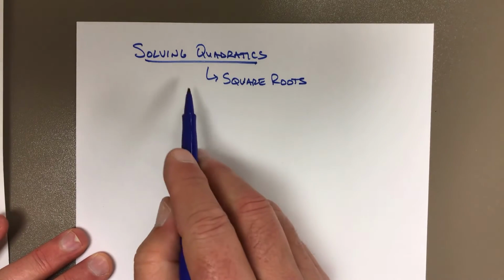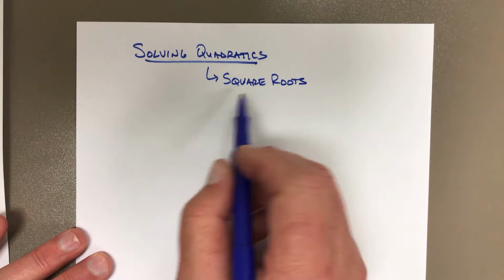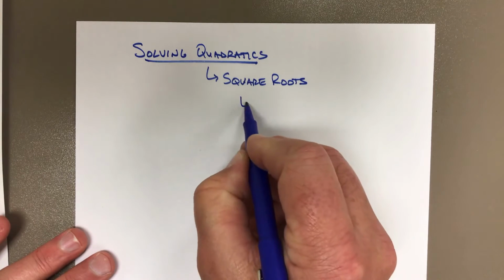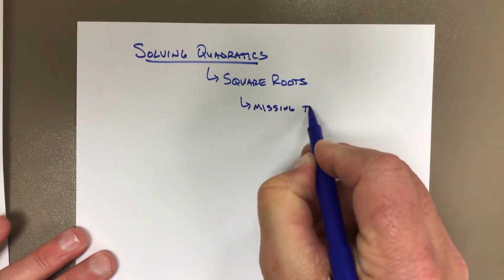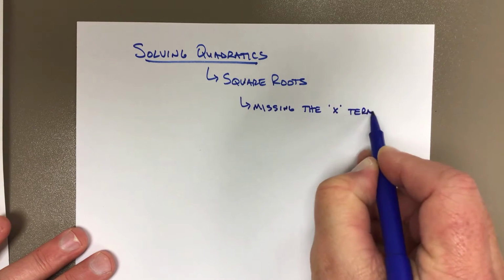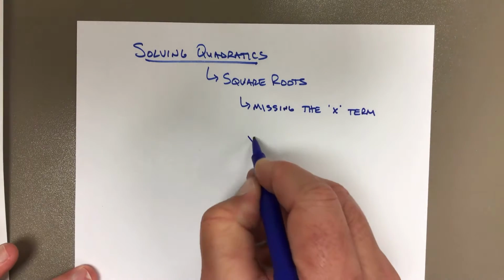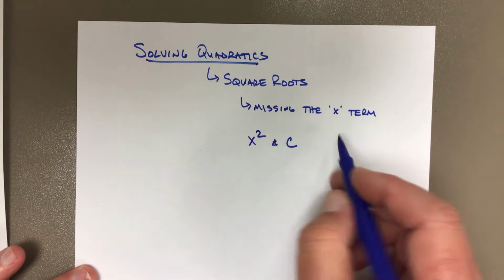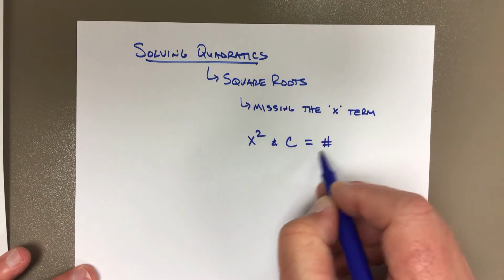All right, this one we're going to solve quadratics using square roots. This one is identifiable because you're missing the x term. So there's only going to be two terms. There's going to be an x squared term and a constant term, and then an equal sign and either a number or another constant or whatever.